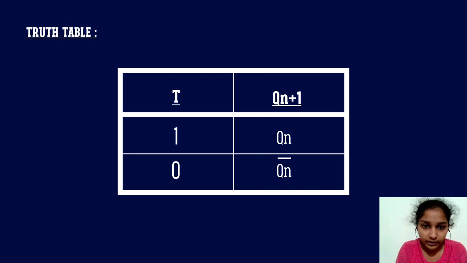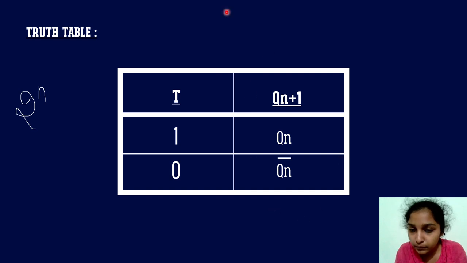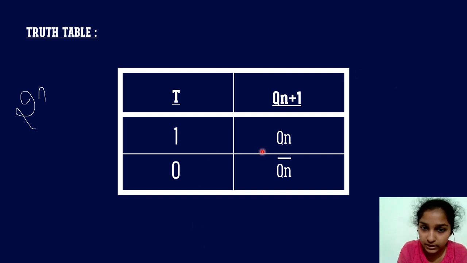Let us understand the truth table. Firstly, let me write this formula. Here T is the input, Qn plus 1 is the output. Understand that. First thing to remember is T is the input, Qn plus 1 is the output. Qn plus 1 is nothing but the next state output. Okay, first thing to remember.